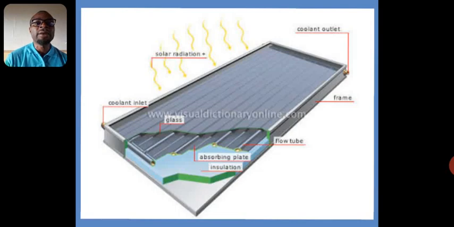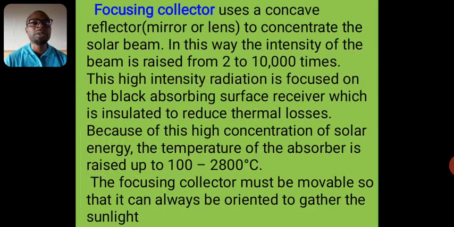Okay. Now the second diagram we also have is what? The one you will see on the roofs of some buildings. And you can see how it actually looks like. You see the solar radiation coming and other components of that flat plate collector. Okay. Now the second type, which is our focusing collector, uses a concave reflector.